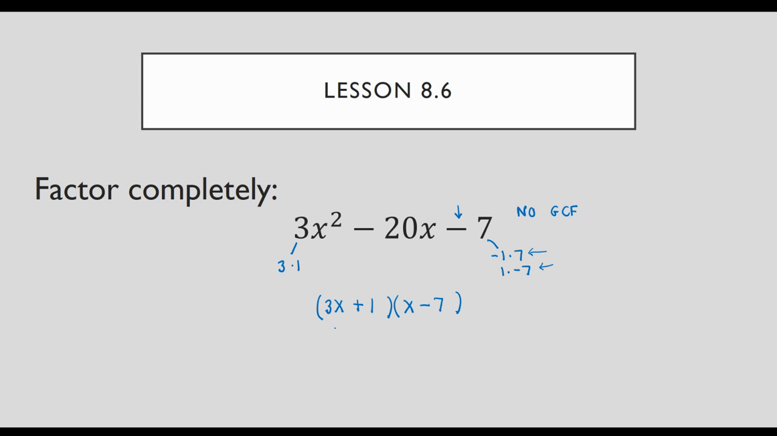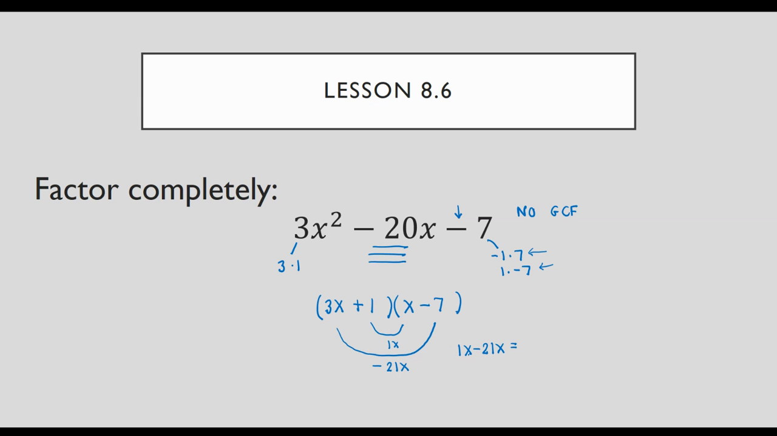So to check, I'm going to multiply the outer terms together. So the 3x is going to get multiplied by the negative 7. That gives me negative 21x. Then I have to multiply the inside numbers together. 1 times x is 1x. If I add these like terms, I am hoping to get this middle term of negative 20x.